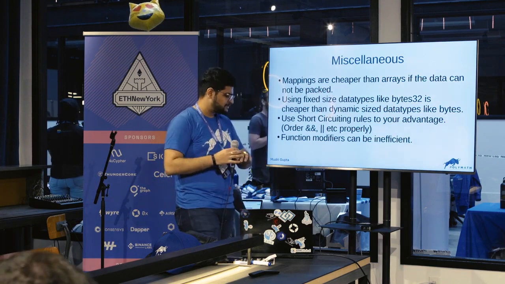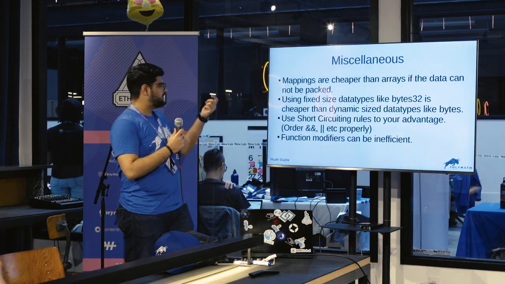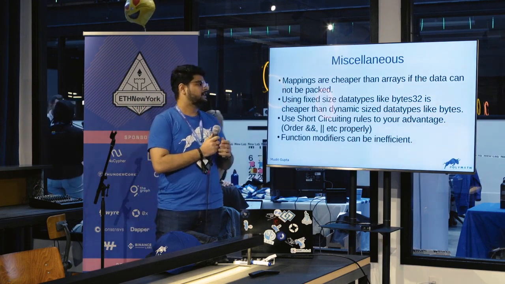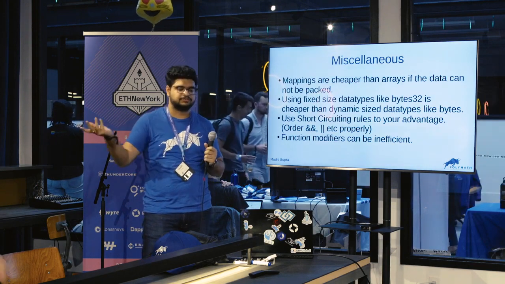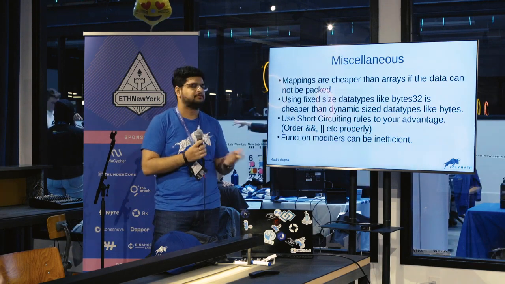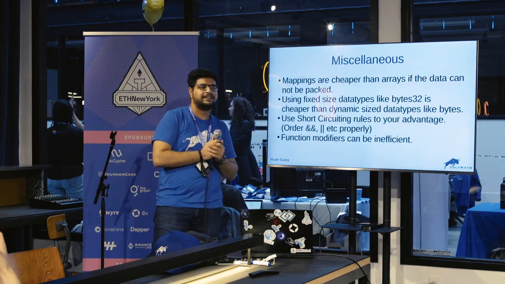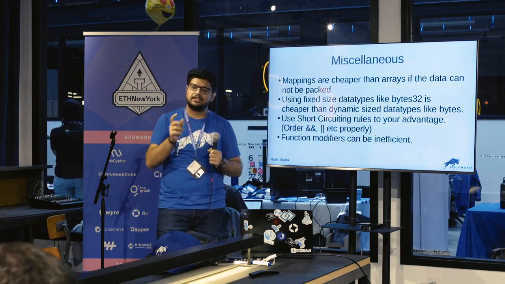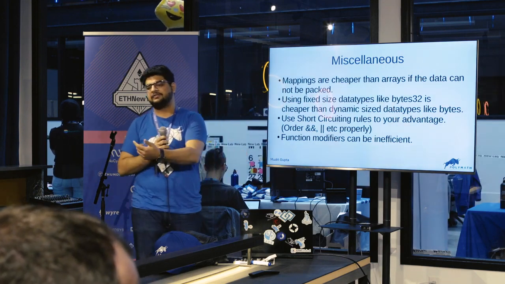Okay, now I have some miscellaneous steps. So mappings and arrays are basically two of the complex data types in Solidity. Arrays, like in every other language, are basically continuous data of the same type. Mappings are a bit more useful, or funnier, in Solidity. With a mapping, it's basically key-value storage pairs. So every key has a respective value.